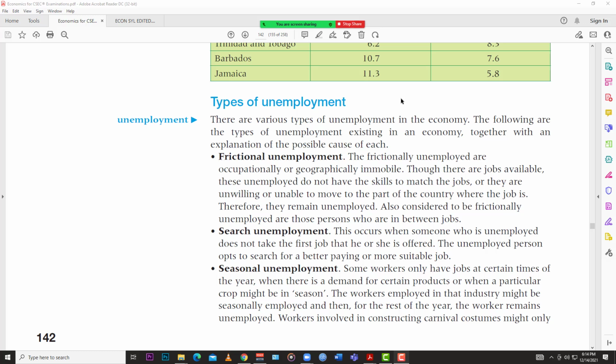Right? So remember friction is created when you have two forces rubbing against each other. So we're talking about the two jobs, the old and the new, and you between there transitioning from the old to the new. That's frictional unemployment. Or it could also be where, as I say here, jobs are available somewhere, but you do not have the skills to match the job, or you don't want to move to find the jobs. Right? So that's frictional unemployment right there.